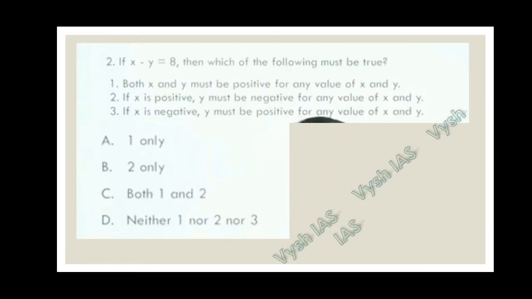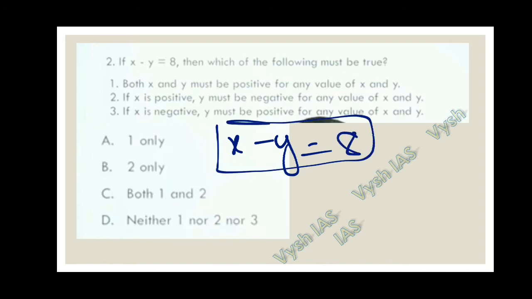Question number 2. x minus y equal to 8, then which of the following must be true? So they gave that x minus y is equal to 8, and they gave some statements. They are asking which of the following should be true. Statement number 1: both x and y must be positive for any value of x and y. They are saying it must be positive. See, sometimes it can be negative also.